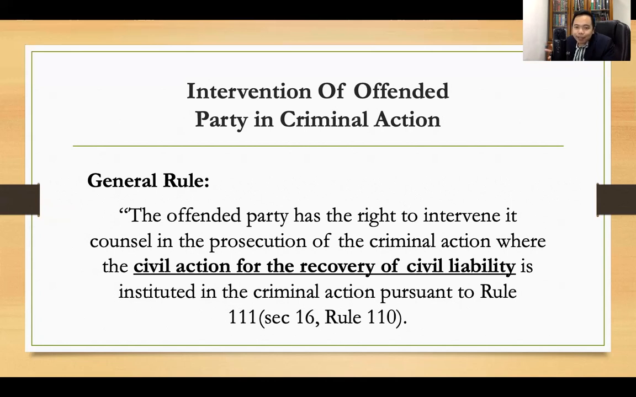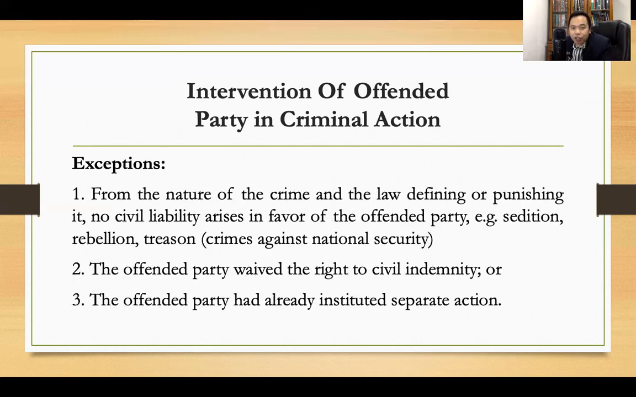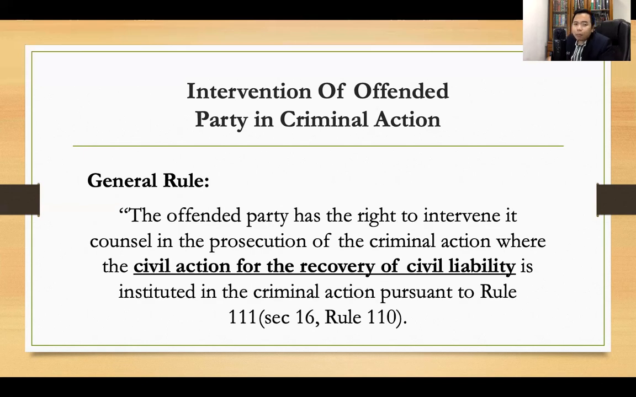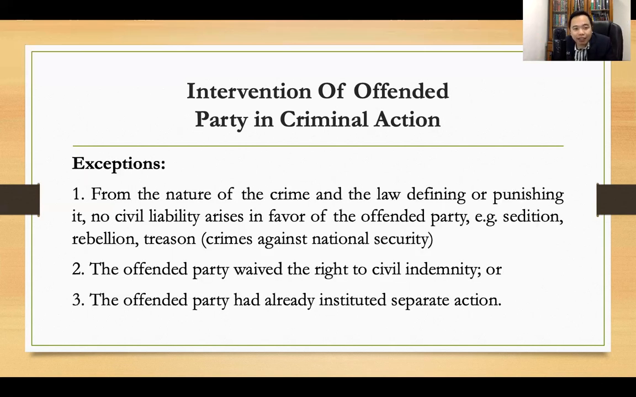In other words, class, the civil liability arising from the crime is impliedly instituted with the criminal action in court, which is why the offended party can intervene in a criminal action. Now, when a criminal action is instituted in court, then the civil liability is jointly instituted. There are exceptions. Number one, from the nature of the crime and the law defining or punishing it, no civil liability arises in favor of the offended party.